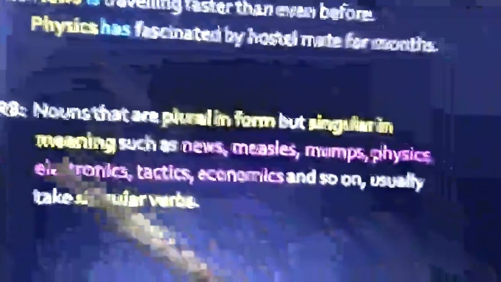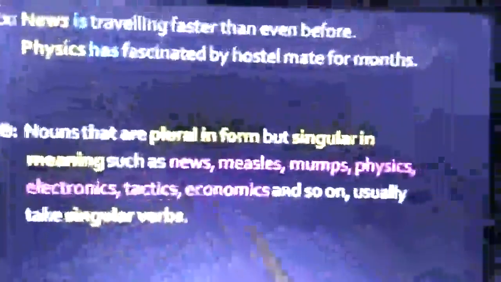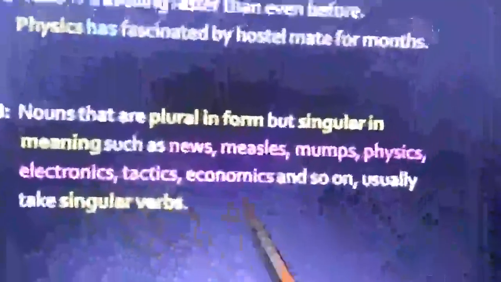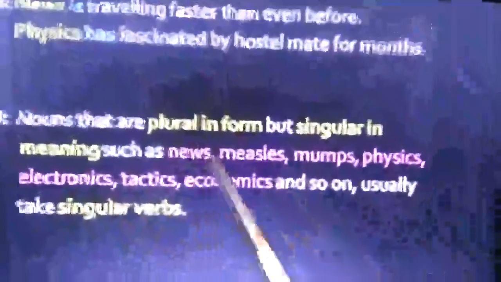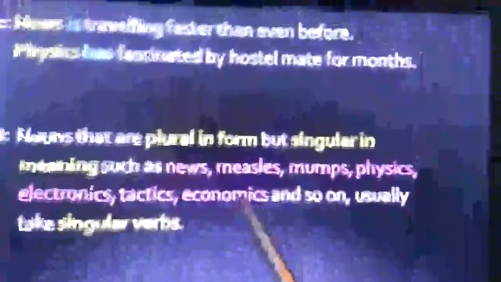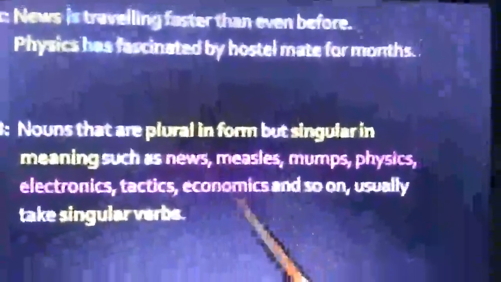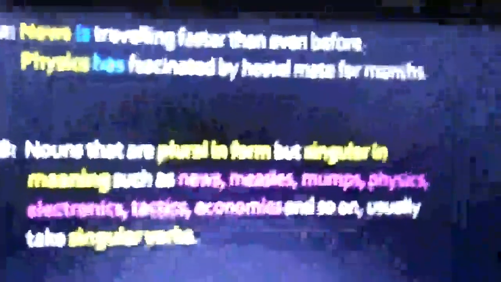And we have a few more examples here. News, measles. Measles is a kind of disease. Mumps, physics, electronics, tactics, economics. All these words end in s and the form of the word is plural. But when we get such words in a sentence, the form of the word is plural but the meaning of the word is singular. So we are going to use only singular verbs.